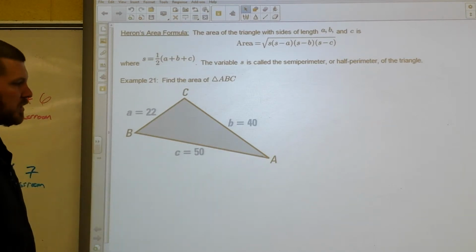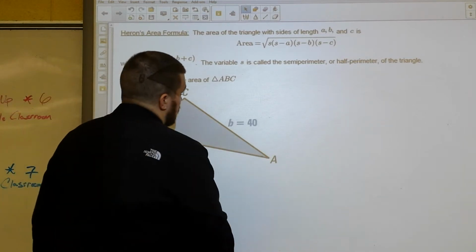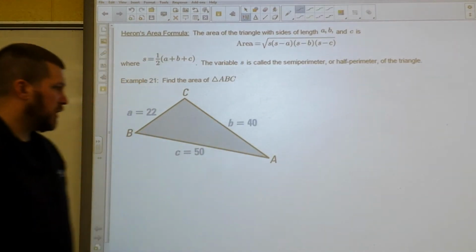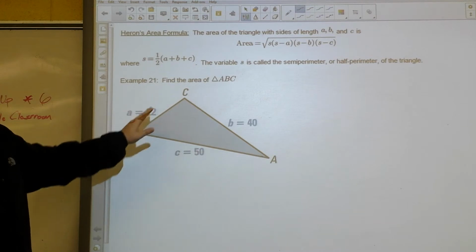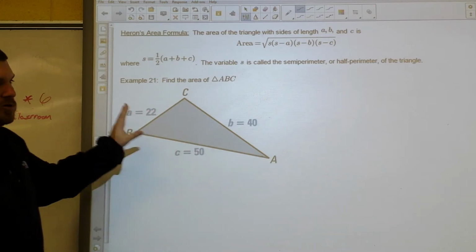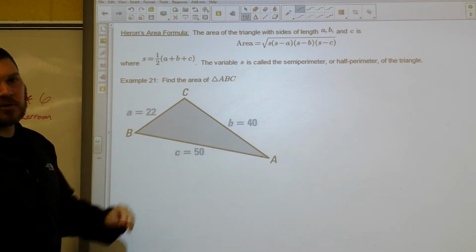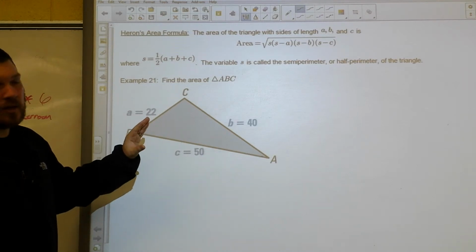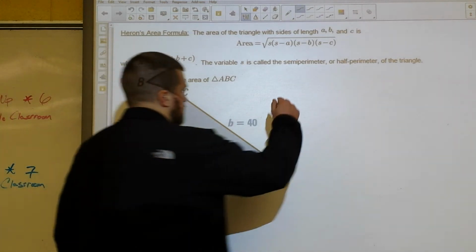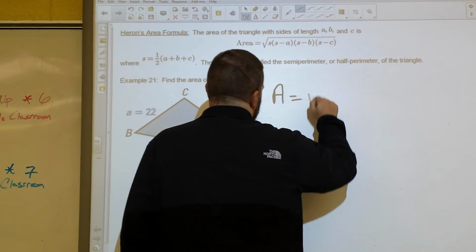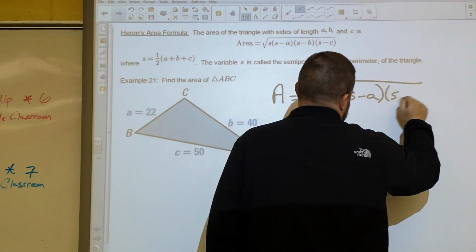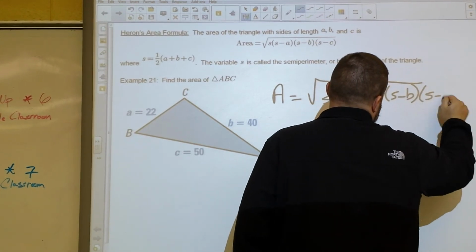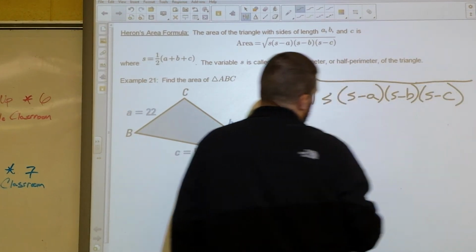So in example 21, that's what we're doing. So we know we're going to just use Heron's formula, okay? This is very useful if you're not given an angle, but you still need to find the area. So this is when you would use Heron's formula. If you're given an angle, then you would use the formula for area that we talked about in the previous video. So I'm going to say area is equal to the square root of s times s minus a times s minus b times s minus c. All of that is underneath the square root.